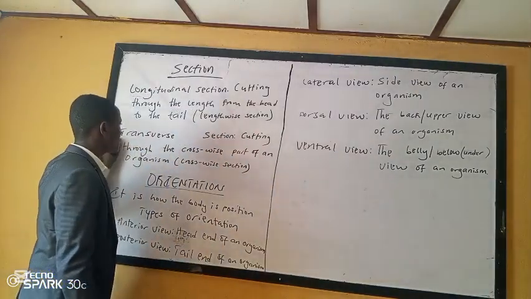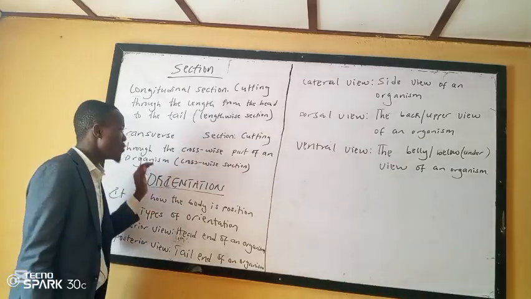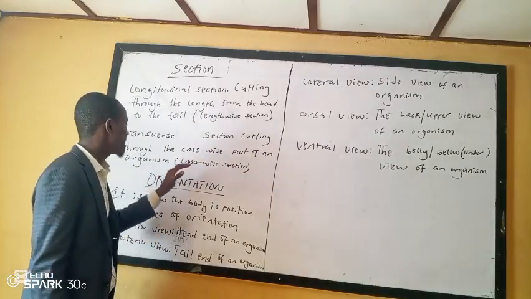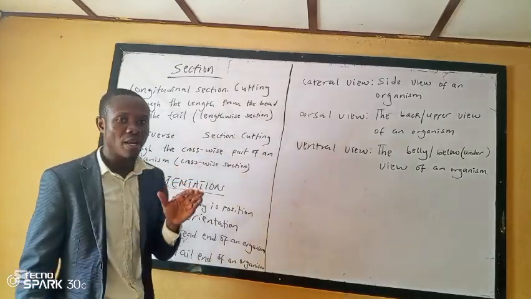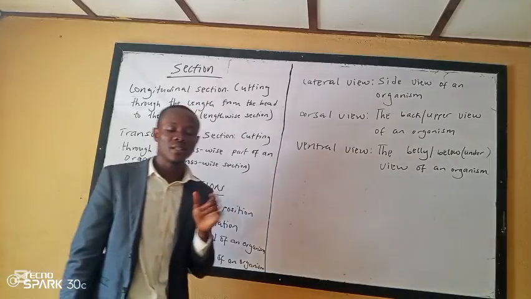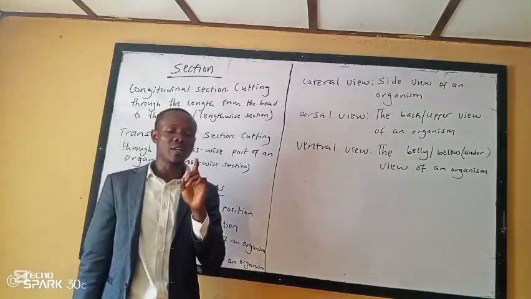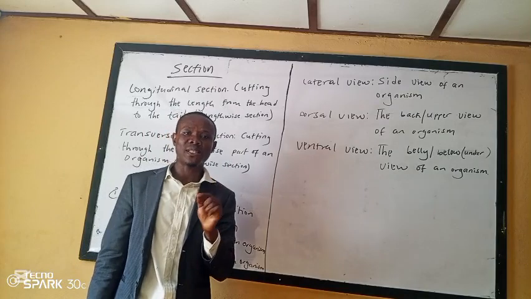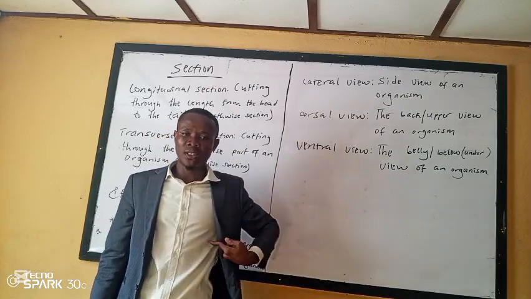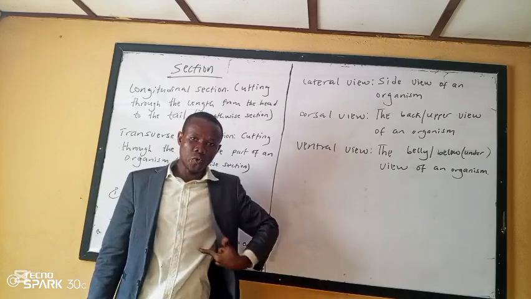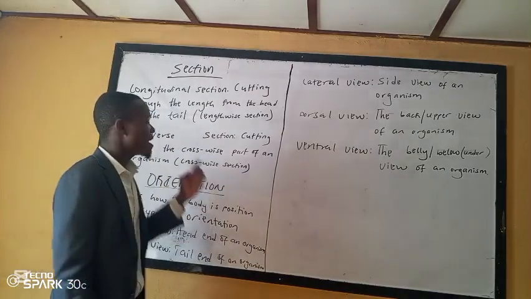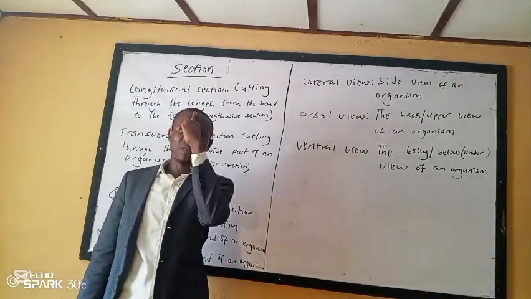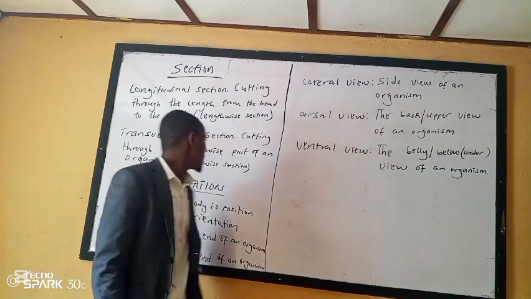And we have the transverse section, which talks about the crosswise cut that we have to make through an organism. For example, if you are being asked to do a transverse section of me standing here, you cut this way. This is crosswise across the organism. And the longitudinal has to be lengthwise, from this part downwards.